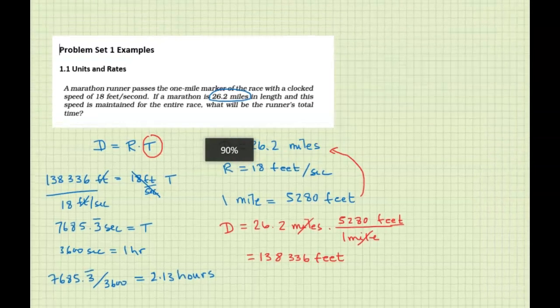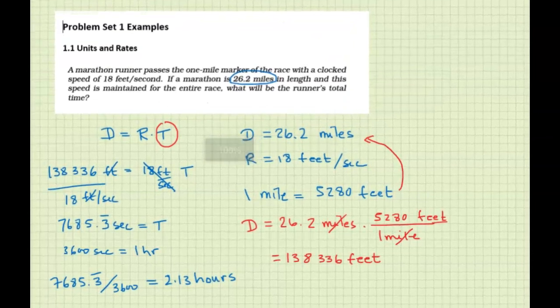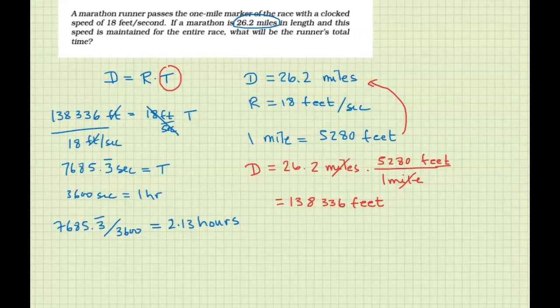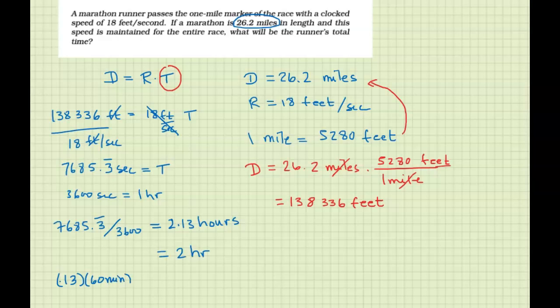All right. Again, if you want to be picky and say, let's have hours and minutes. All right, so this is 2 hours, and 0.13 of an hour times 60 minutes. Actually, I'm going to keep all the decimal places in there. Times 60. That gives me 8 minutes.